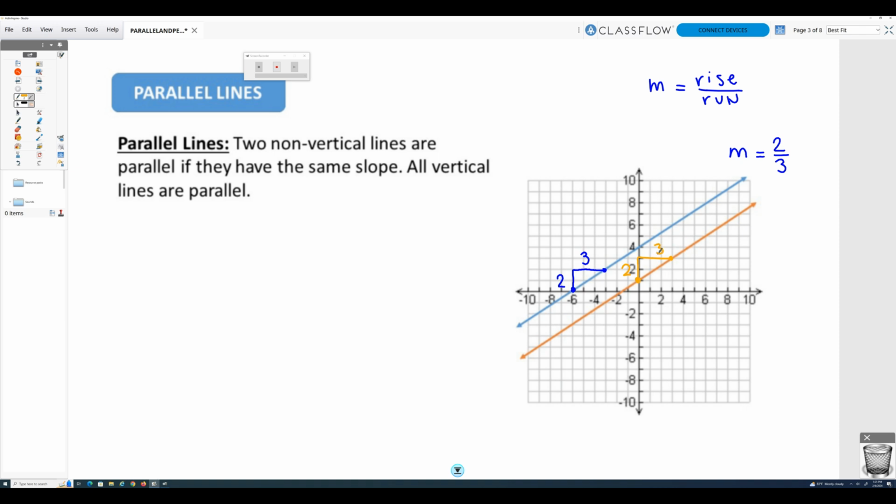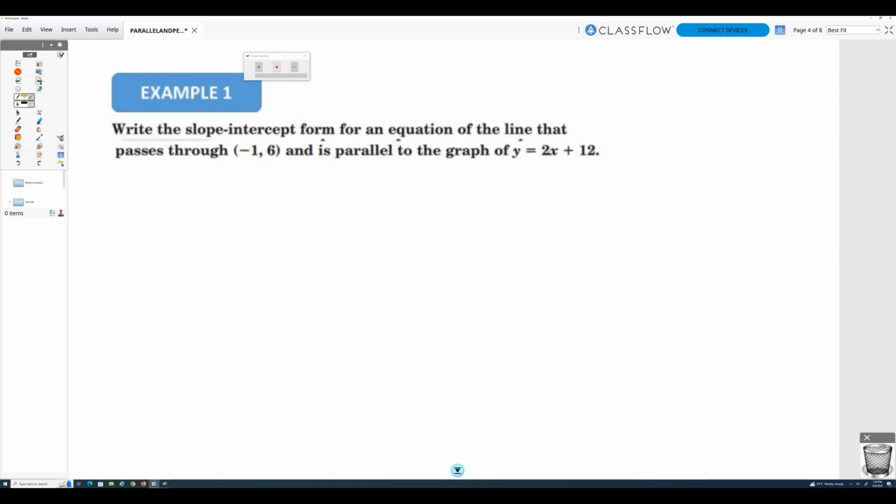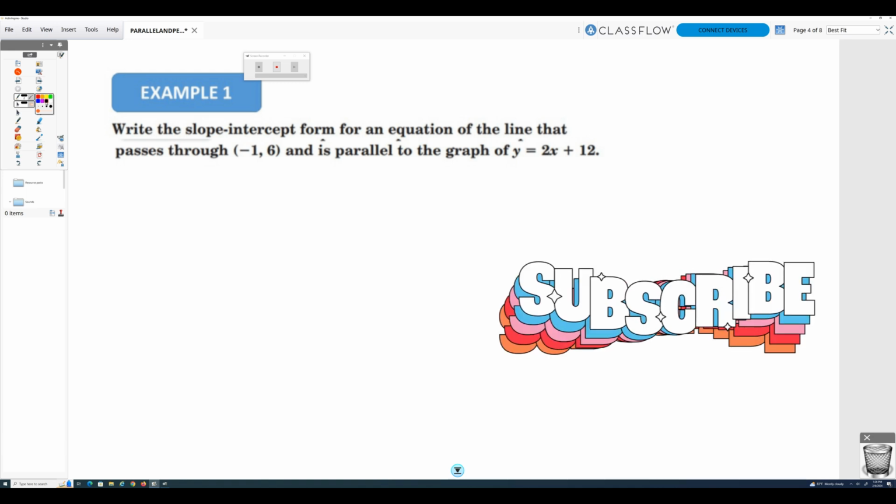The slope of the red line is 2/3 as well. Both lines have the same slope. If two lines have the same slope, then they are parallel lines. Now we are going to write the slope-intercept form of a line parallel to y equals 2x plus 12 and passes through the point x is -1 and y is 6.